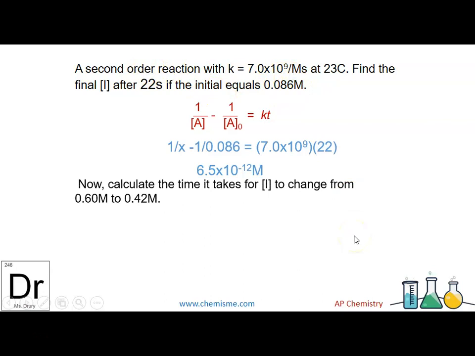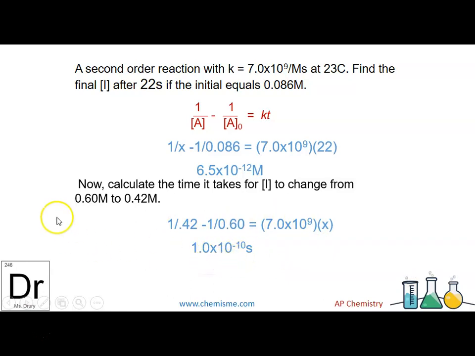Here's another type of question. Calculate the time it takes for this concentration to change from 0.6 to 0.42. Same thing, it's still the same reaction, so it's still second order. We're going to plug in the numbers appropriately, meaning final minus initial. Make sure you put them in the right order. And the k stays the same because it's the same reaction. So this time we're solving for t. I'm going to solve this nice and slow, 1 over 0.42 minus 1 over 0.6. And then I'm going to divide by this k value to get our time.